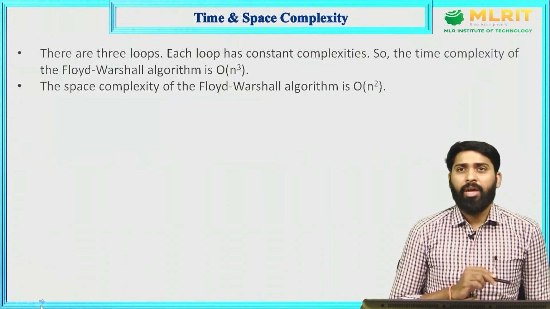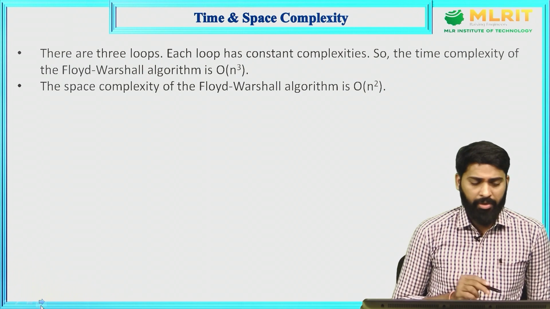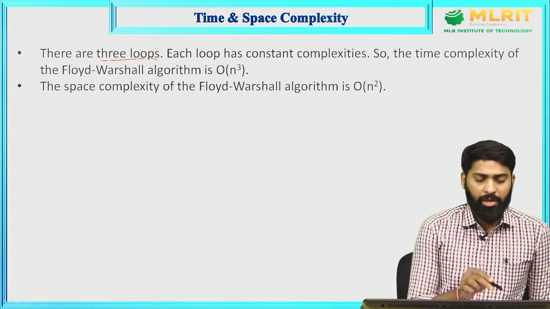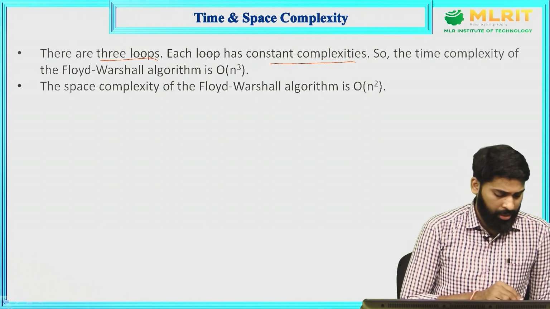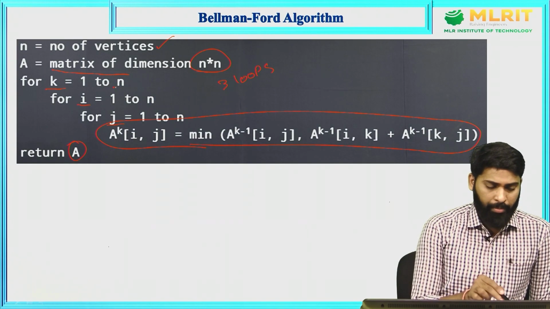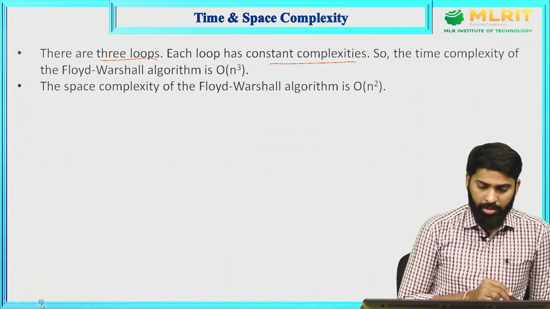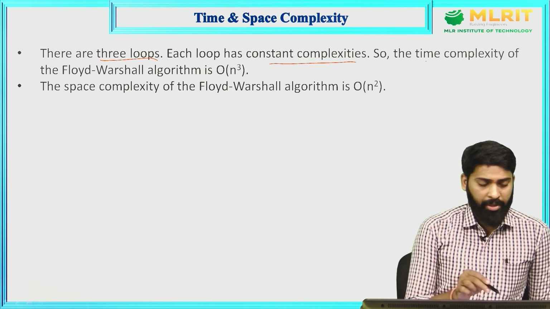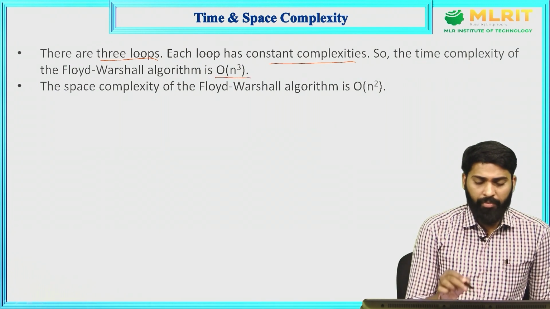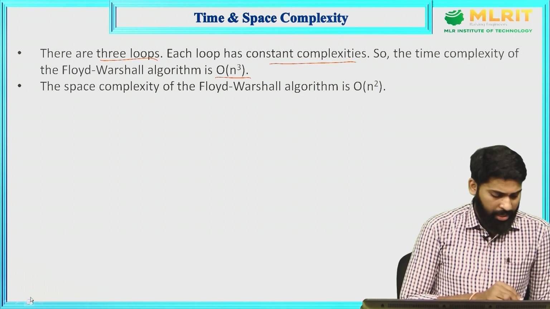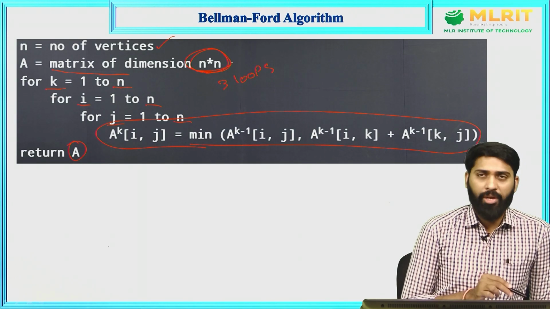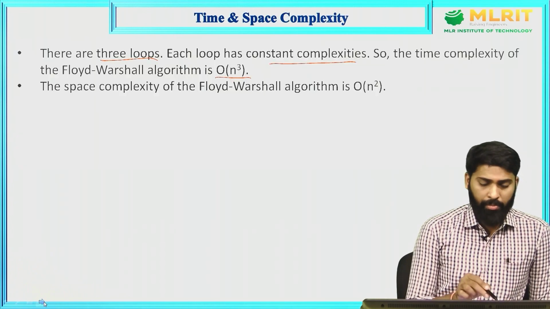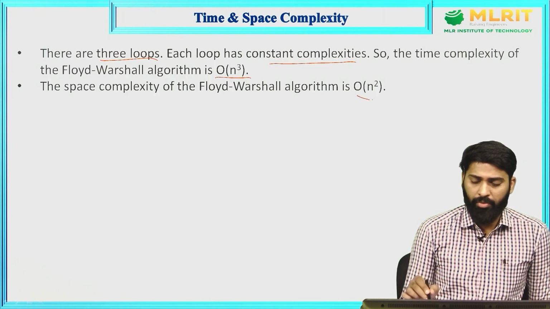Okay, so time and space complexity. Here we have three loops. Each loop has constant complexities. Here each loop we run up to n. So the time complexity of Floyd Warshall algorithm is big O of n cubed, and here we are taking a matrix with the size n into n. So the space complexity of the Floyd Warshall algorithm is big O of n square.